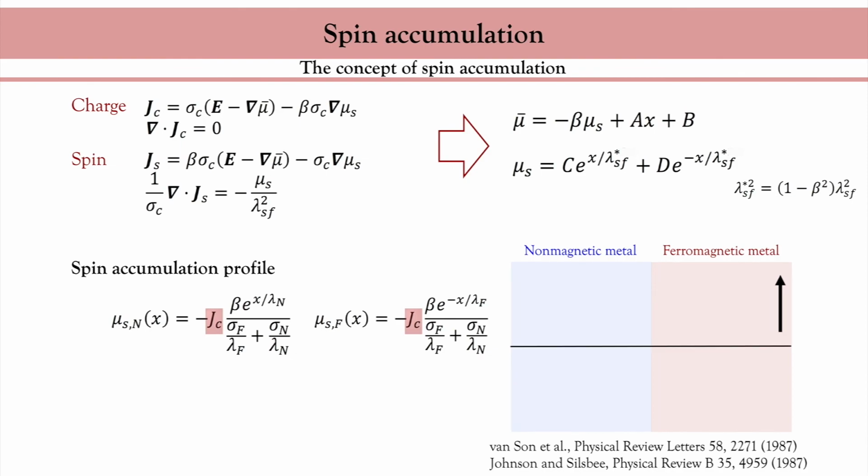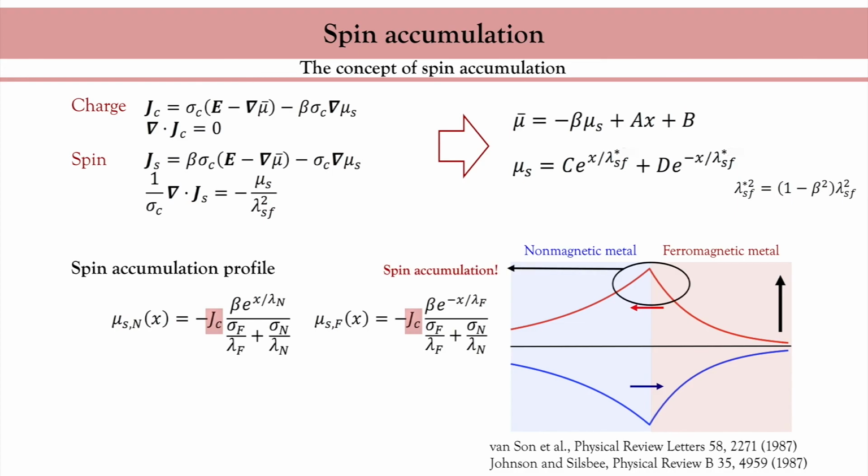By adopting some reasonable parameters, I end up with this graph. The red curve is for electrons going from right to left, and the blue curve is for electrons going from left to right. You see that the spin-dependent chemical potential increases in the vicinity of the interface. Since it is proportional to the non-equilibrium spin density, it means that the spin density accumulates at the interface. This is called the spin accumulation, a key concept in spintronics.